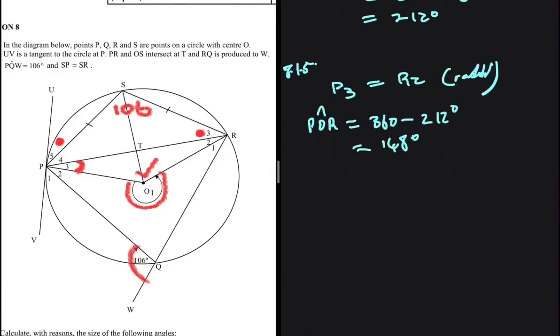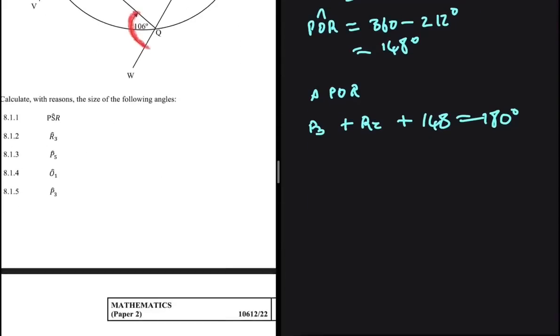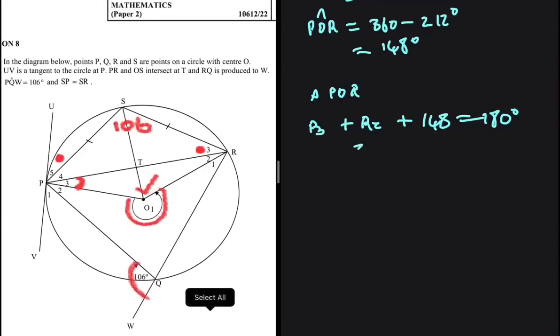That is 148 degrees. So now in triangle POR, we can say that P3 plus R2 plus 148 is equal to 180 degrees. But P3 is equal to R2. So we can say that 2P3 is equal to 180 minus 148. We divide both sides by 2, and P3 is equal to 32 divided by 2, which is 16 degrees.